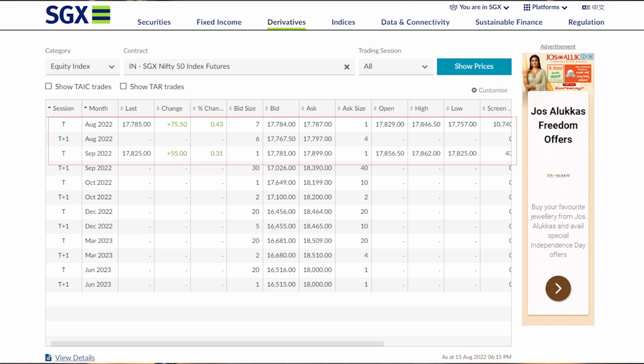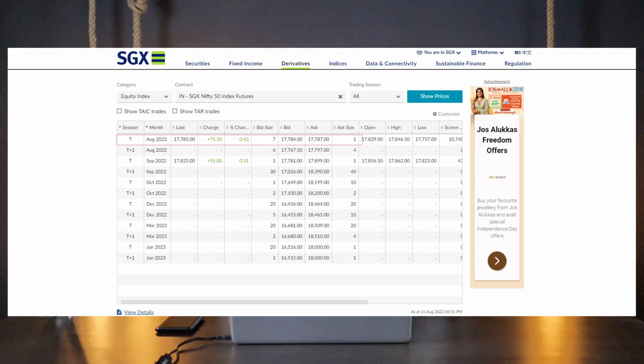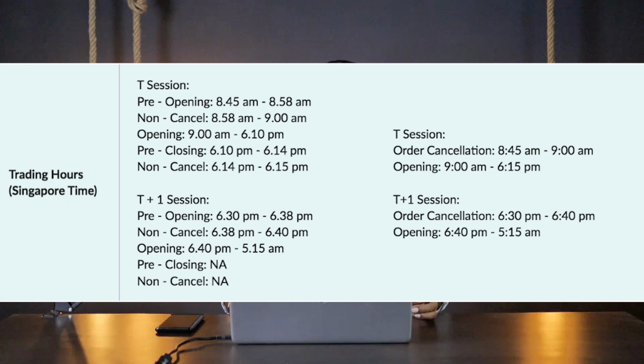the value of SGX Nifty futures traded on SGX in Singapore. Nifty trades in two tranches. One part during the daytime and it is denoted as T. The other half during the evening time and it is denoted as T+1. The trades happening in the evening will be considered in the next day settlement price. Now, this picture gives you details about the trading hours of SGX Nifty.